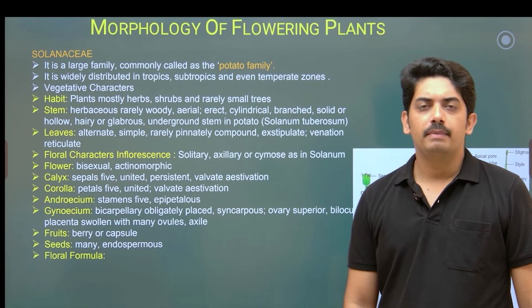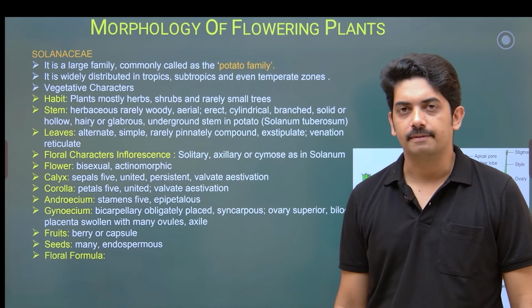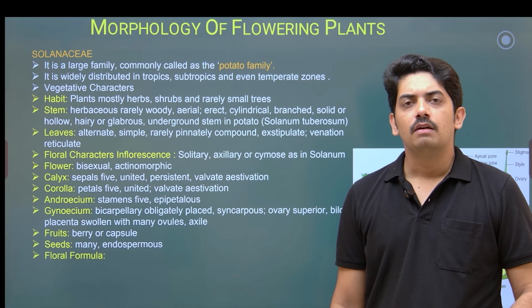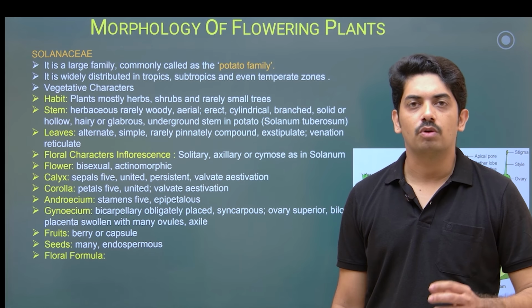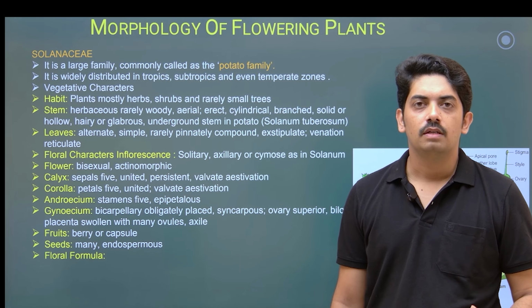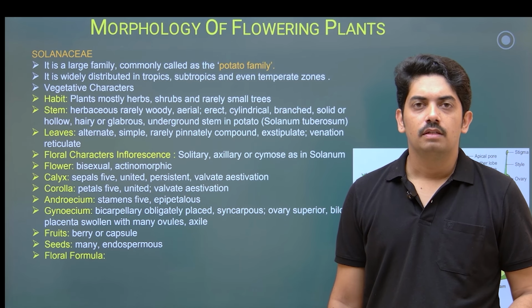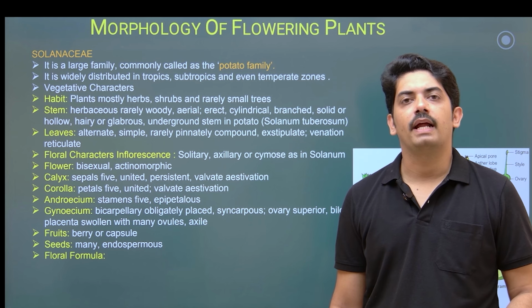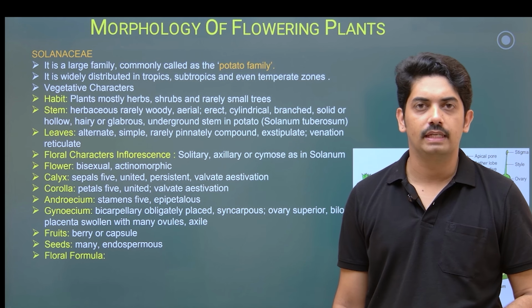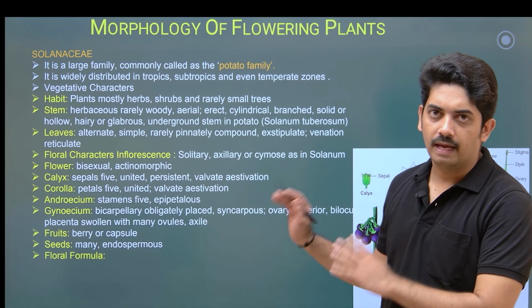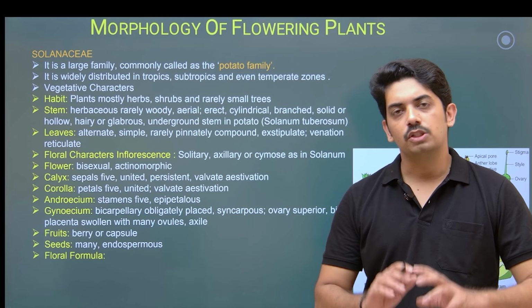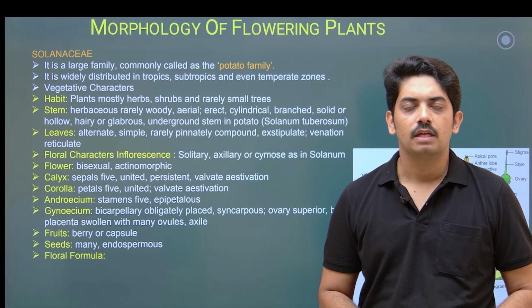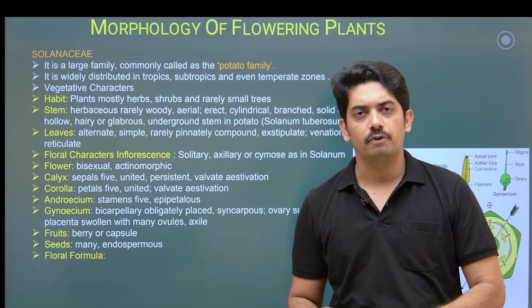The last family, that is Solanaceae. When the term Solanaceae comes, we remember plants like tomato, brinjal, datura, potato. These are the plants that come under the family Solanaceae. So this family is given in the NCERT textbook, but it is not mentioned in the NEET syllabus. But we will study this family for better understanding.